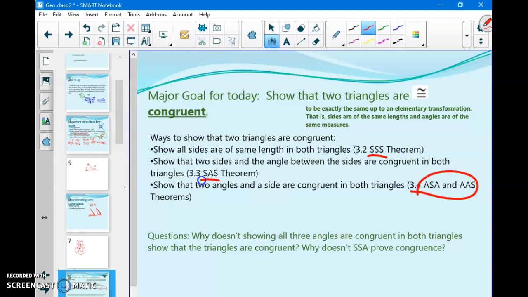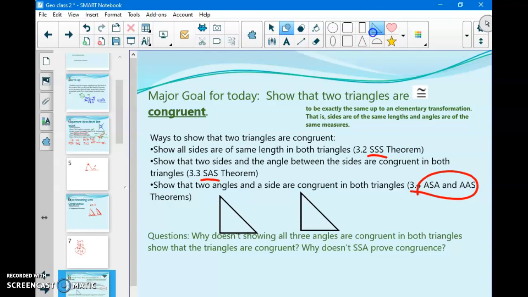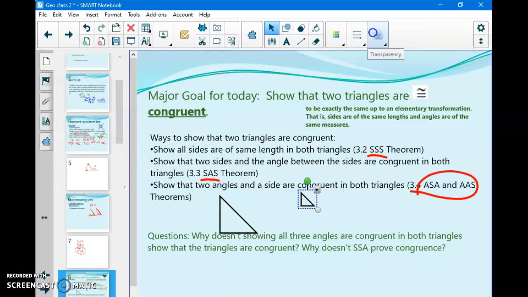Why doesn't showing all three angles are congruent in both triangles show that the triangles are congruent? Well, let's take a look here, see if I can draw a triangle. And I have a triangle there, and I have the same triangle there. What happens if this one is smaller? It has all the same angles, but they're not congruent because the sides aren't the same. So we know that they can't be congruent just because the three angles are the same.